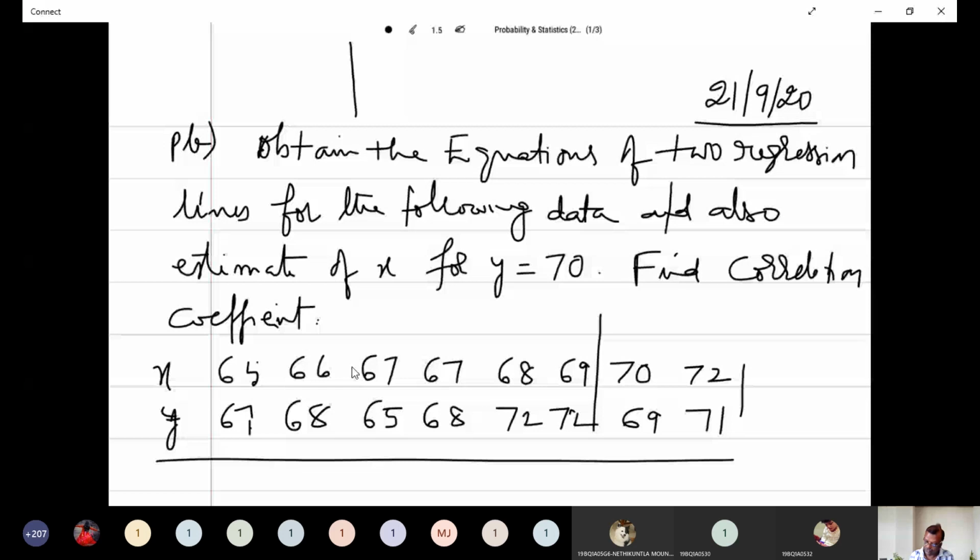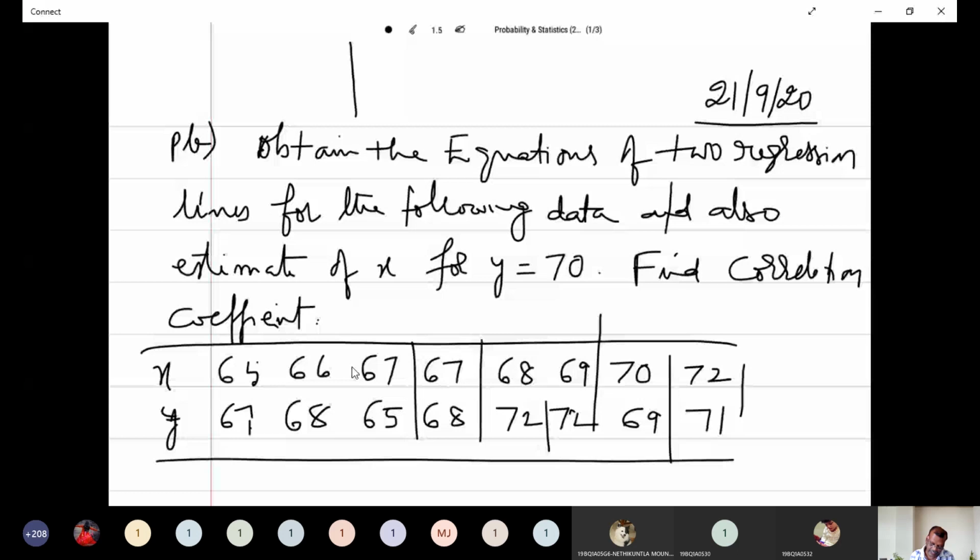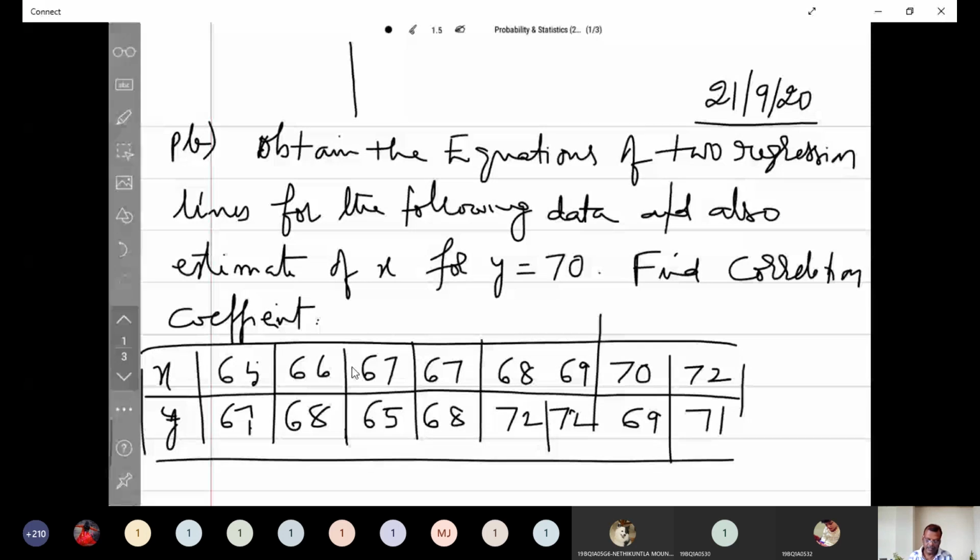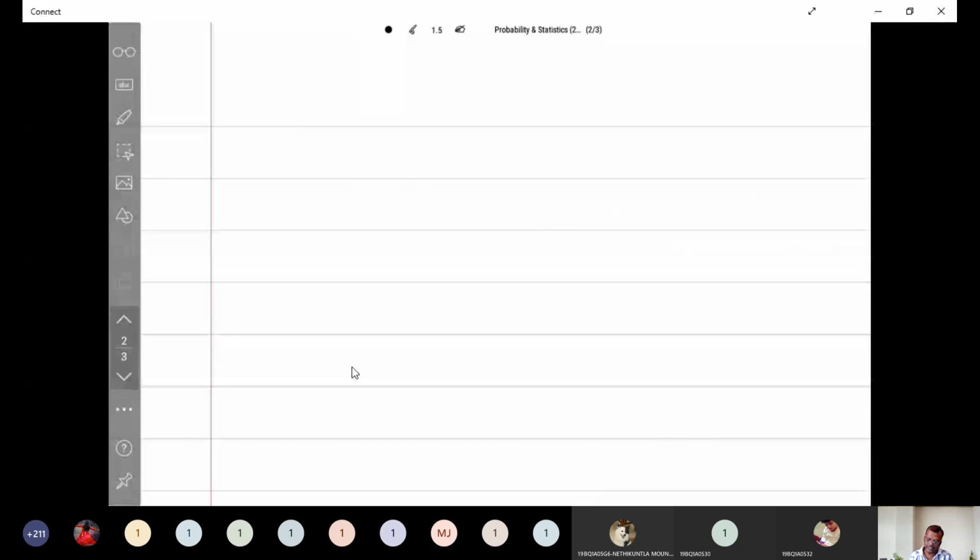For this data, we need to find out the equation to regression lines. That means equation to regression line y on x as well as similarly x on y, and also coefficient of correlation to this data. Okay. Now, note down the data related to this one. You have to form a table to calculate the values of capital X, capital Y, capital X square, capital Y square, and capital XY. This is the way that we have to find out the regression lines.